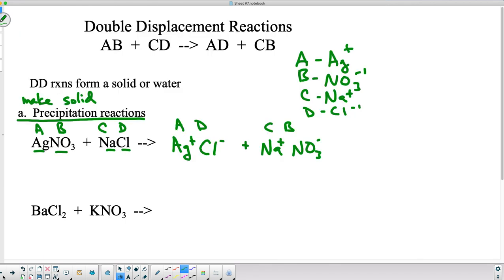So I come back here, and then that means that this is my solid here, and then I know that the reaction happens because I have produced a solid. So I go back and do my crisscross. So the AgCl is my compound, and NaNO3 is my compound. Now it doesn't matter what this one is. This one actually ends up being soluble or aqueous, and I know that because of my solubility chart.